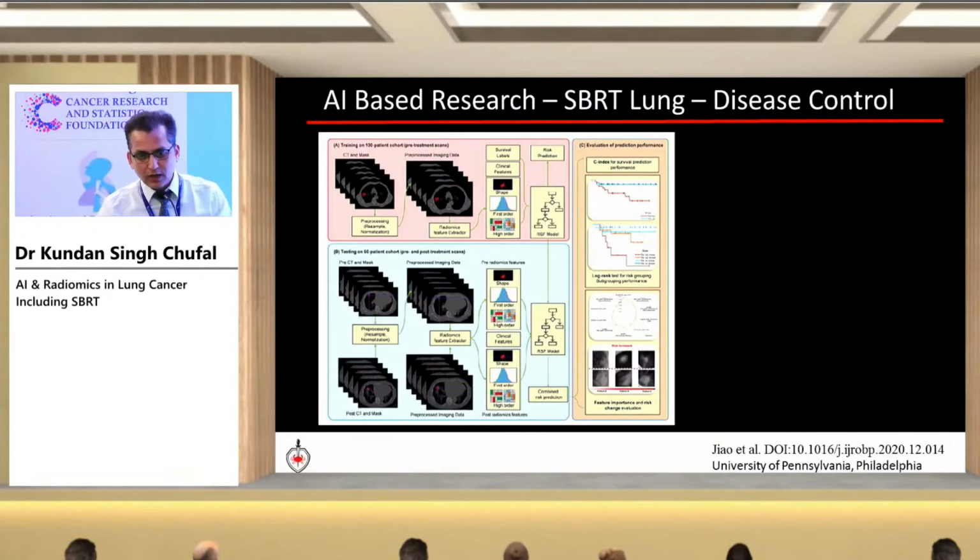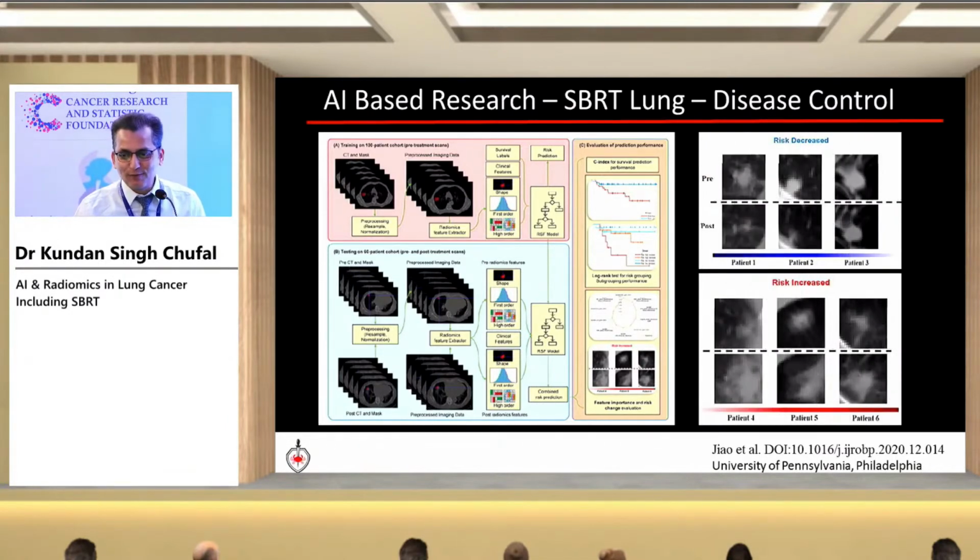Very briefly, this is a paper from University of Pennsylvania, Philadelphia, where they extracted radiomic features and then tried to correlate them with the outcome. I know it's only 2 minutes, I'm just trying to finish it off. What they found was that they could divide these patients into high risk and low risk patients, and it was correlating with the radiomics features.